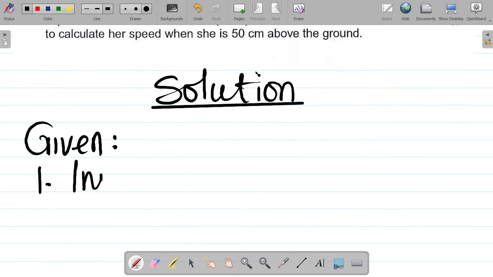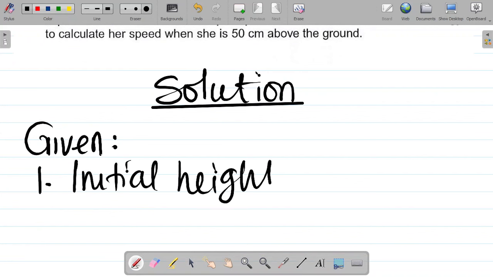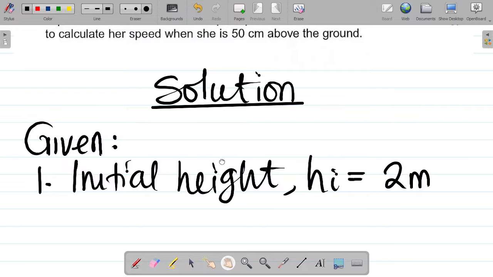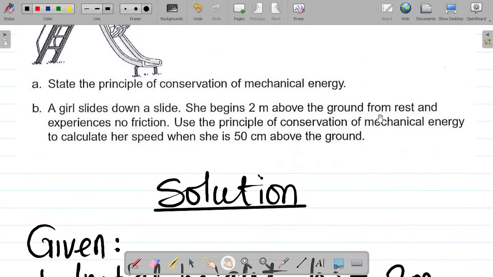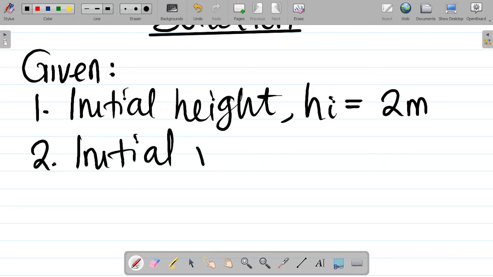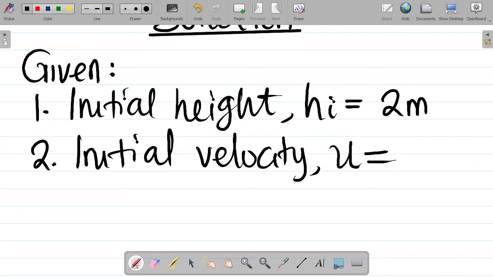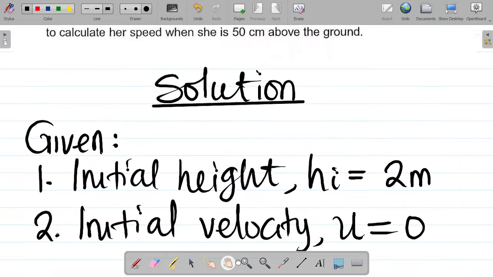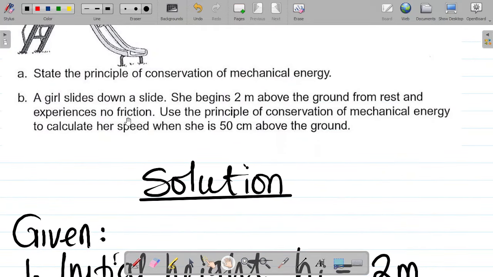Let's call this the initial height. Initial height, H initial, is equal to 2 meters above the ground from rest. Look at this, from rest. Now, when a body starts from rest, we all know that it means that the initial velocity, that's u, is equal to 0. Okay. Now, moving on, they said, and experiences no friction. So in this case here, frictional force does not apply.